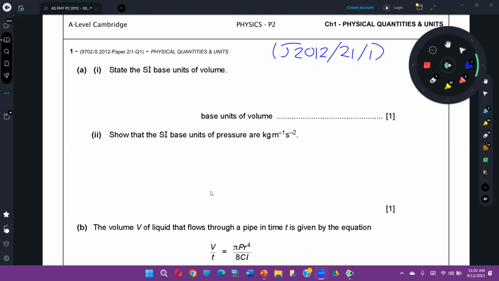I'm starting with the first part. Read the question. State the SI base units of volume. What are the units of volume?